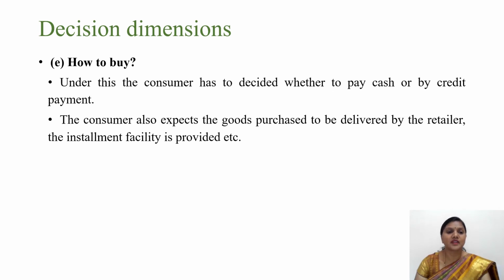How to buy? Under this, the consumer has to decide whether to pay cash or by credit payment. The consumer also expects the goods purchased to be delivered by the retailer. An installment facility is also provided, etc. So he will make a detailed decision of which product to buy, how much quantity to buy, at what price to buy, whether it is bought on a loan, and so on.